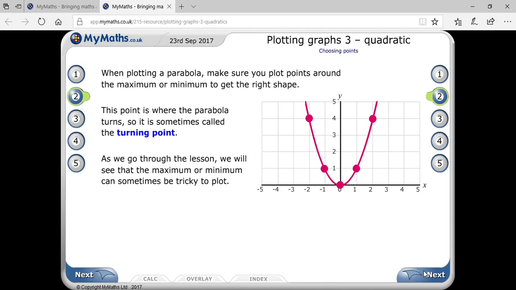As we go through the lesson, we will see that the maximum or minimum can sometimes be tricky to plot. Why are they saying tricky to plot? It means you have to see from which point your graph will change its shape, or go just opposite. You can see it is coming from here, here, here, up to 0, and then your graph comes back the same but opposite. This is also like a line of symmetry, which divides the given figure into two parts.